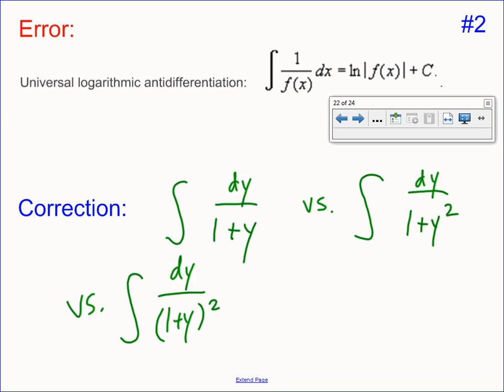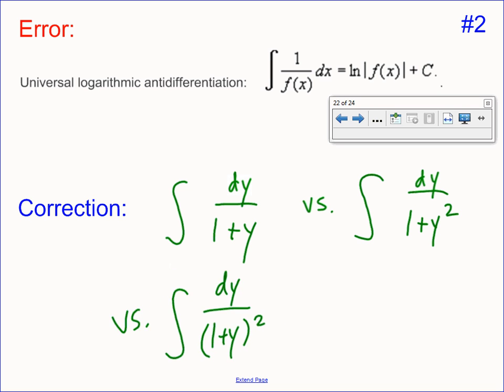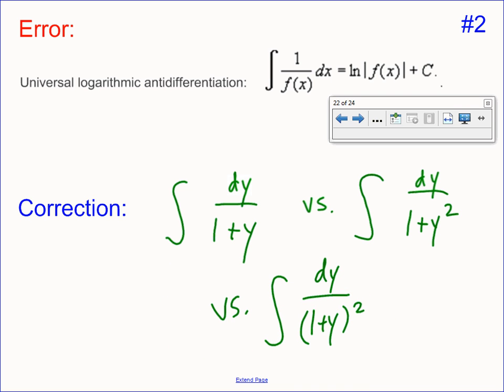Only one of these is a natural log rule. Okay, only one of these is a natural log rule. Who spots it? The first one's the only natural log rule. What would the second one be for an antiderivative rule? What would this be? Colin?